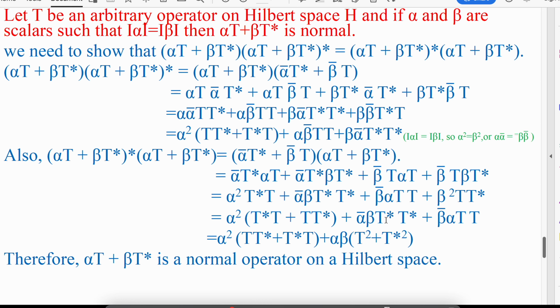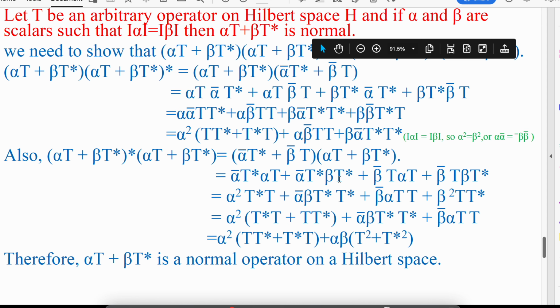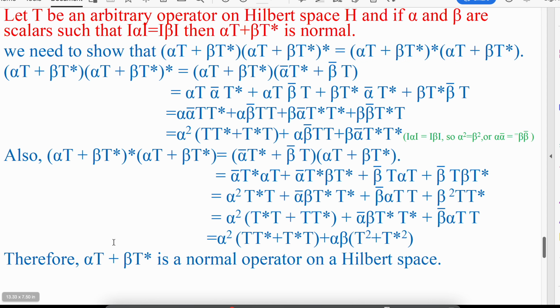These terms are the same. We note that scalar multiplication commutes. Also T T star plus T star T is the same as T star T plus T T star. So it means the left hand side is equal to the right hand side. So we have proved that alpha T plus beta T star is a normal operator on a Hilbert space H.